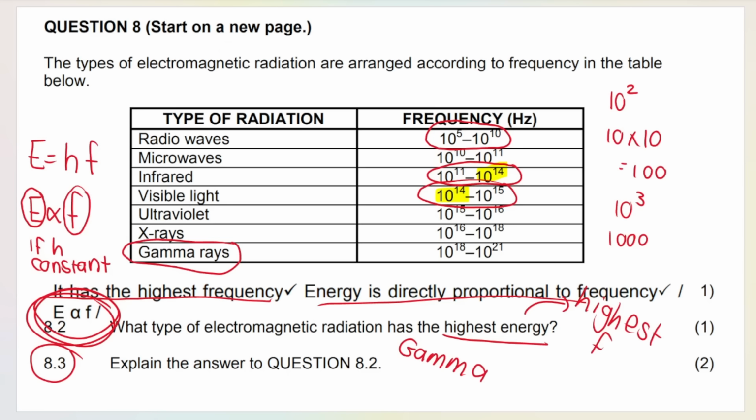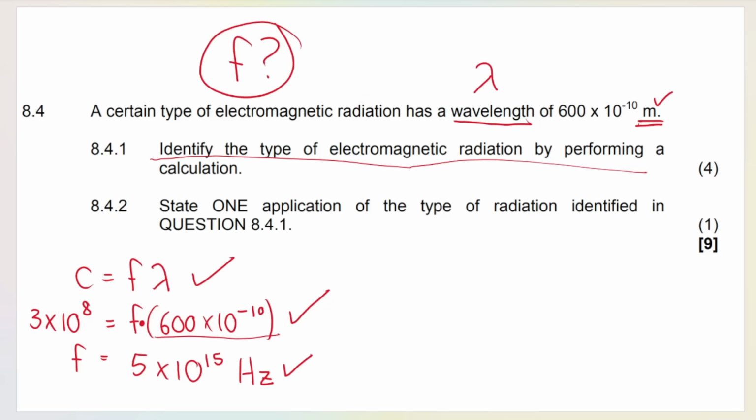So we go back to our table, we look at our values. We have 5 times 10 to the power of 15. So at this end of the scale, this would be just reaching 1 times 10 to the power of 15. So 5 times 10 to the power of 15 will be between these two values over here. So therefore, our light is ultraviolet light. And that would get you your 4th mark. State one application of the type of radiation identified in question 8.4.1.